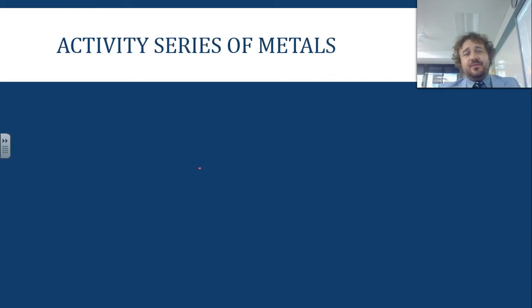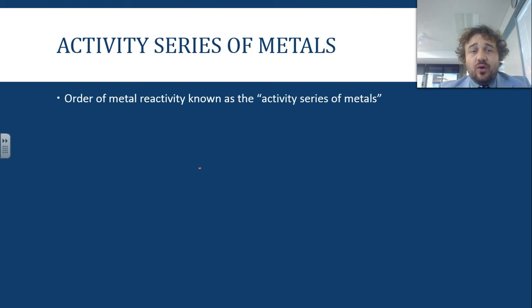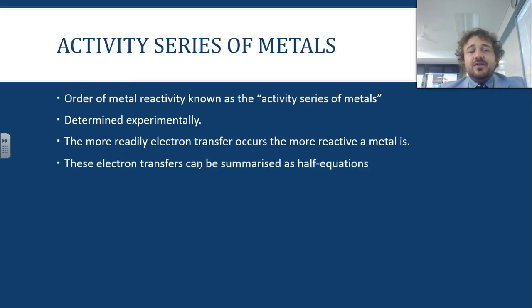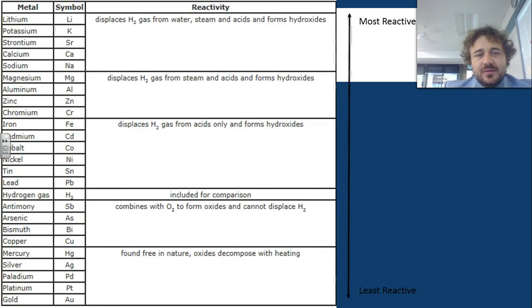So the activity series of metals, the order of reactivity we call the activity series of metals. It's determined experimentally, and we can only do some of that in a school lab. The more readily electron transfer occurs, the more reactive a metal is. Okay, and that's simple as. So electron transfers can be summarized as half equations, which we've now done a little bit on. And this is our series.